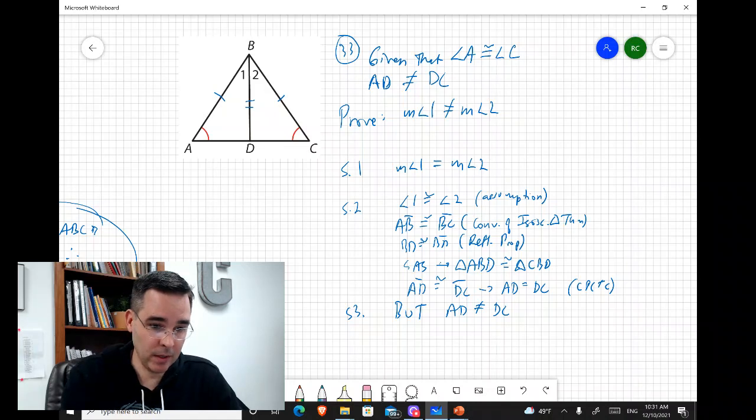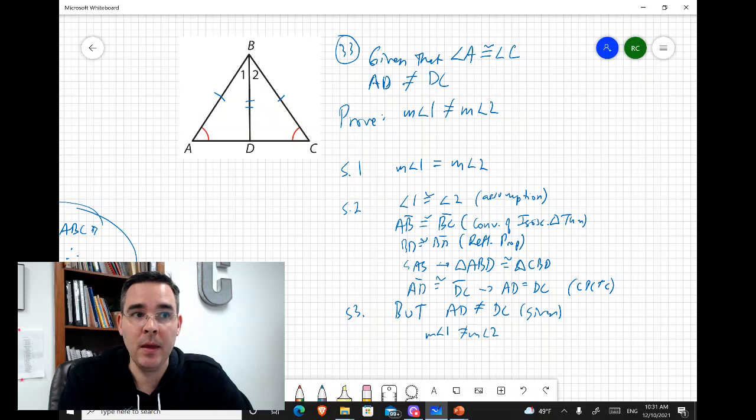Therefore, the measure of angle 1 is not equal to the measure of angle 2. So my third statement shows that I'm contradicting the given, and what I'm originally asked to prove, I prove indirectly. I trust this will help a little bit.